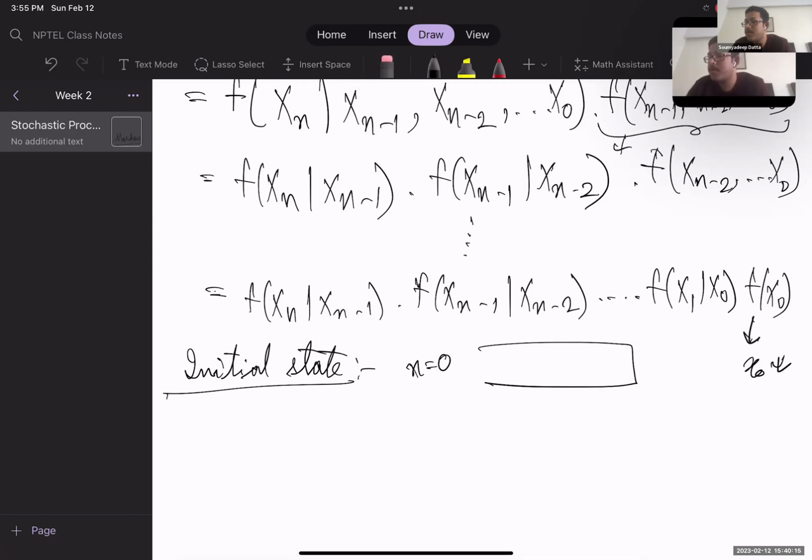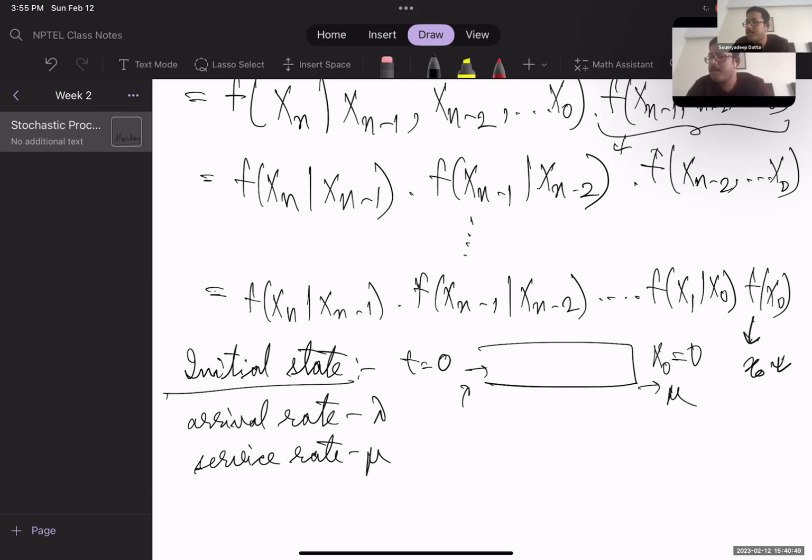At t equal to 0, we'll have x0 equal to 0. And you need the transition probabilities, right? So you have an arrival rate as lambda and a service rate as mu. So at any point in time, you can have either an arrival happening or a service happening. So let's have them normalized. Let's take lambda plus mu equal to 1.